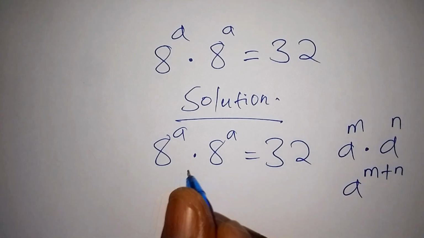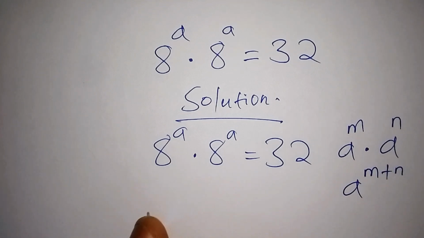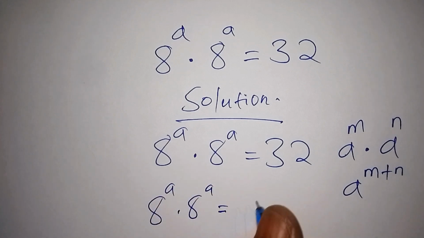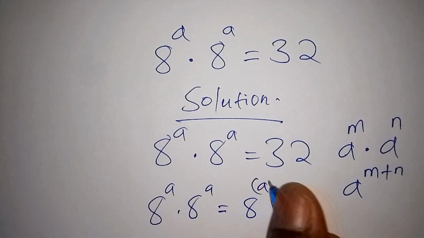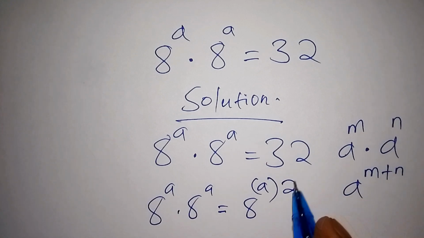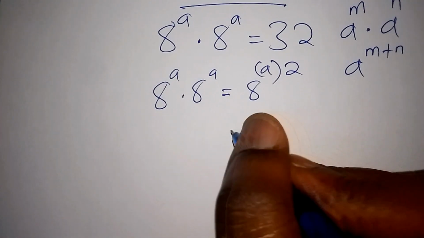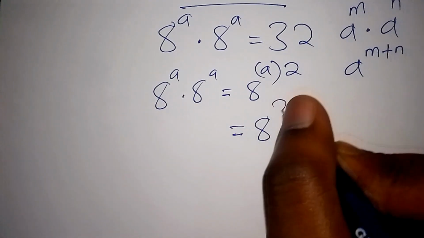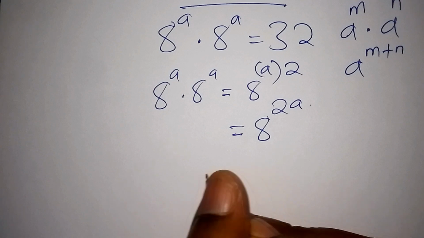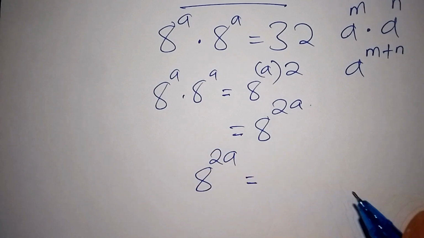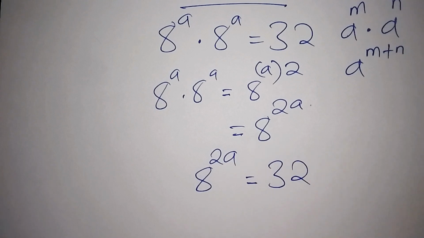So when you work this out, we shall have 8 to the power of a multiplied by 8 to the power of a, we shall have 8 to the power of a plus a, that is a multiplied by 2, so we shall have 8 to the power of 2a. So the result is 8 to the power of 2a, which is equal to 32. So how do we work it out now?